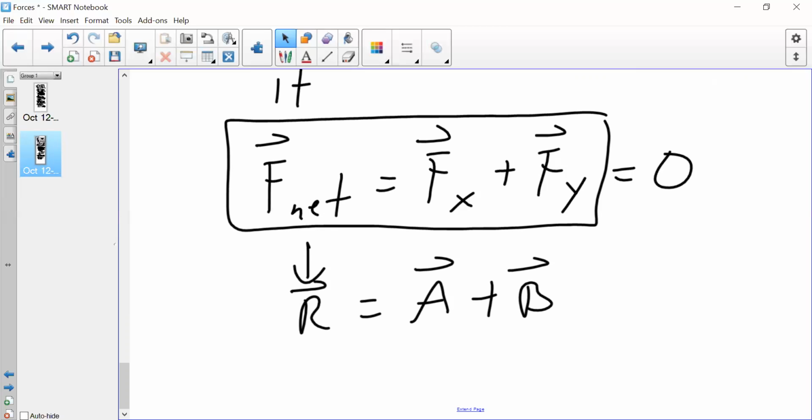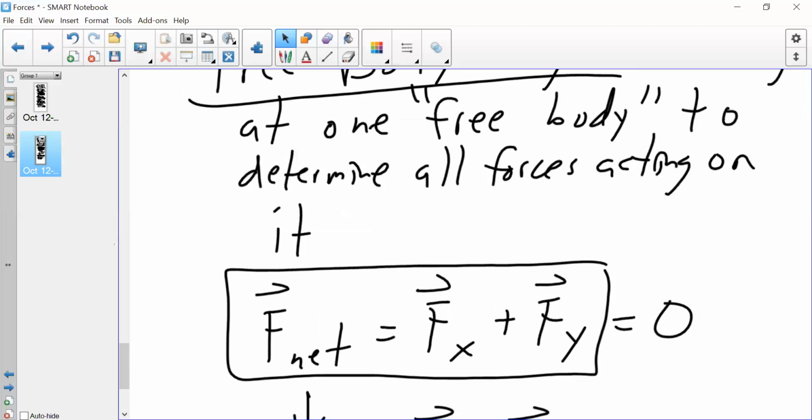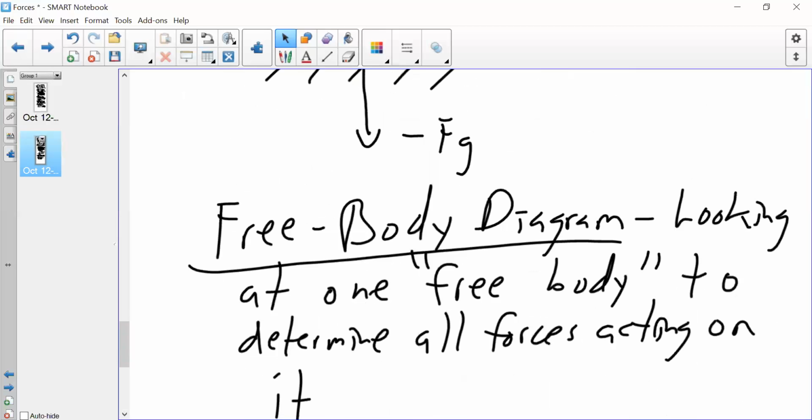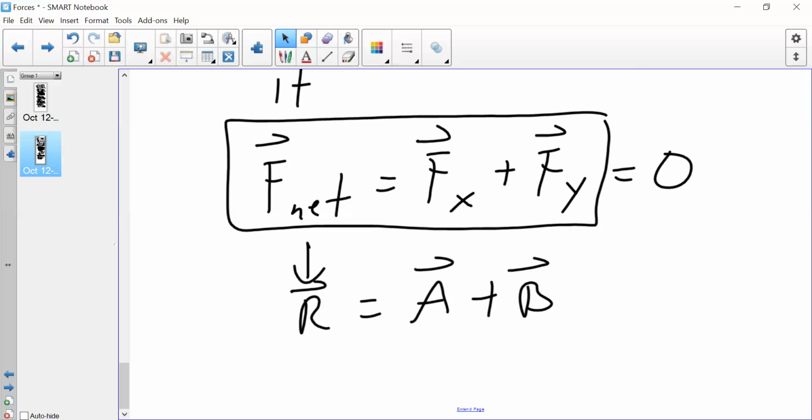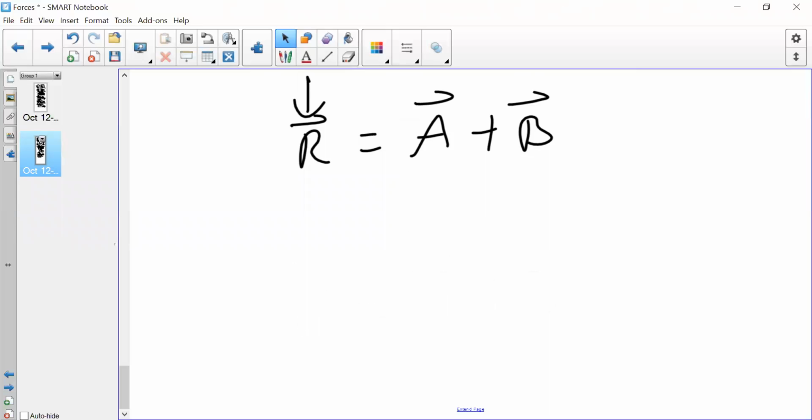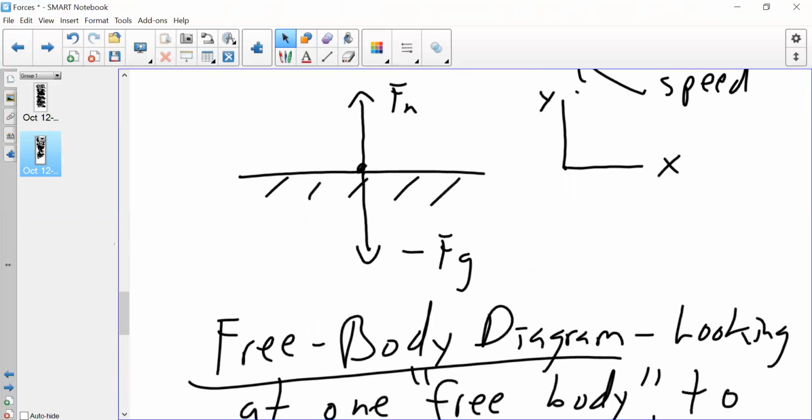I no longer have some weak, arbitrary R vector. I have a net force. And A in this case is Fx, and B in this case is Fy. I've already established that there are no forces in the X direction. So I can just take it one step further and say, all the forces in the Y direction are made up of the normal force and the force due to gravity.